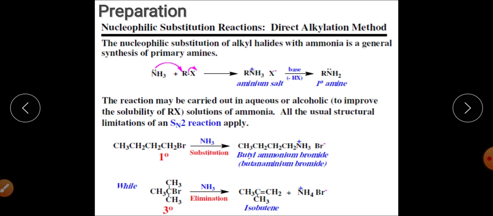So by this reaction it will be converted into an ammonium salt. We can see in the example, it is converted into RNH3+ X-, which on further reaction with NH3 will get converted into RNH2, that is, a primary amine. This reaction can be carried out in aqueous solution, as well as in alcoholic solution if we want to improve the solubility of the alkyl halide.